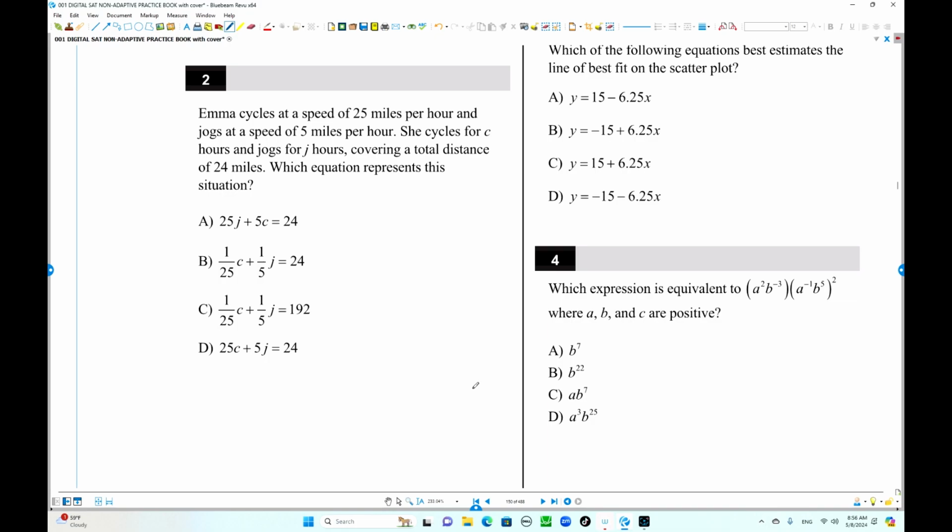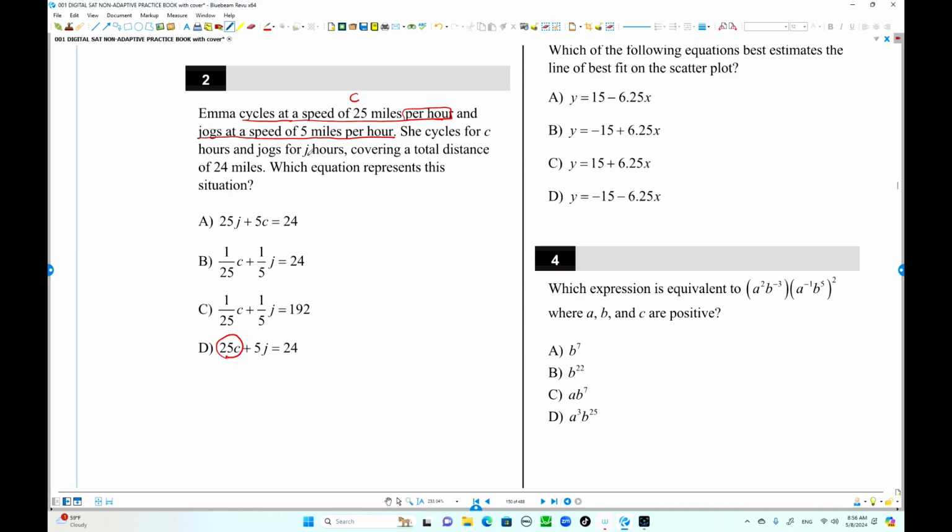Just make underline, okay? Some constraint over here, okay? So speed of 25 per hour, right? That's just cycles. The other is jog setter speed 5 miles per hour. C cycles, C hours. This is a per hour, 25 miles. C hours, 25 times C, okay? We have only 125 times C over here. That might be the answer, right?